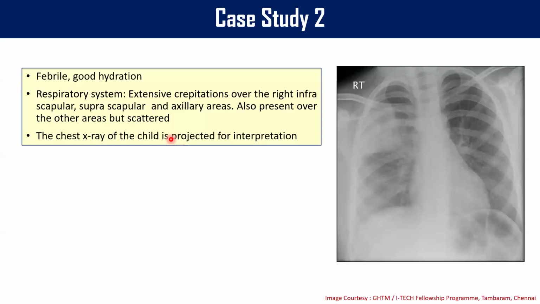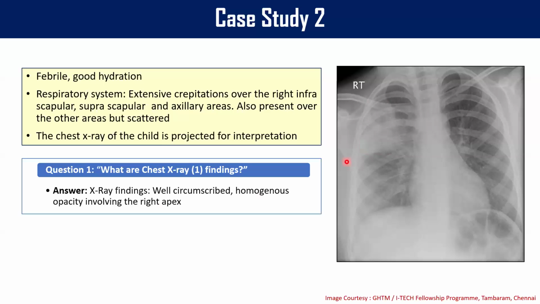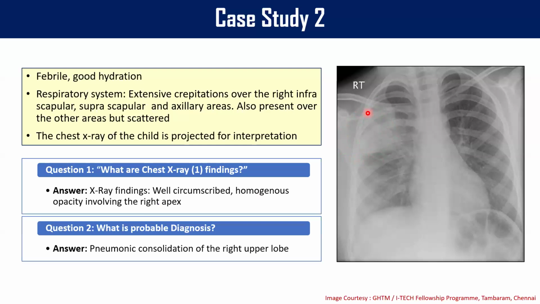So this child is febrile, good nutrition. There is extensive crepitation over the right infrascapular and suprascapular and axillary area. Chest X-ray shows there is a patch. Okay, so a very well circumscribed homogeneous opacity involving right apex. So this is a pneumonic consolidation or a lobar pneumonia. Usually the lobar pneumonias are seen in an older child like this. In a younger child, you don't see lobar pneumonias.